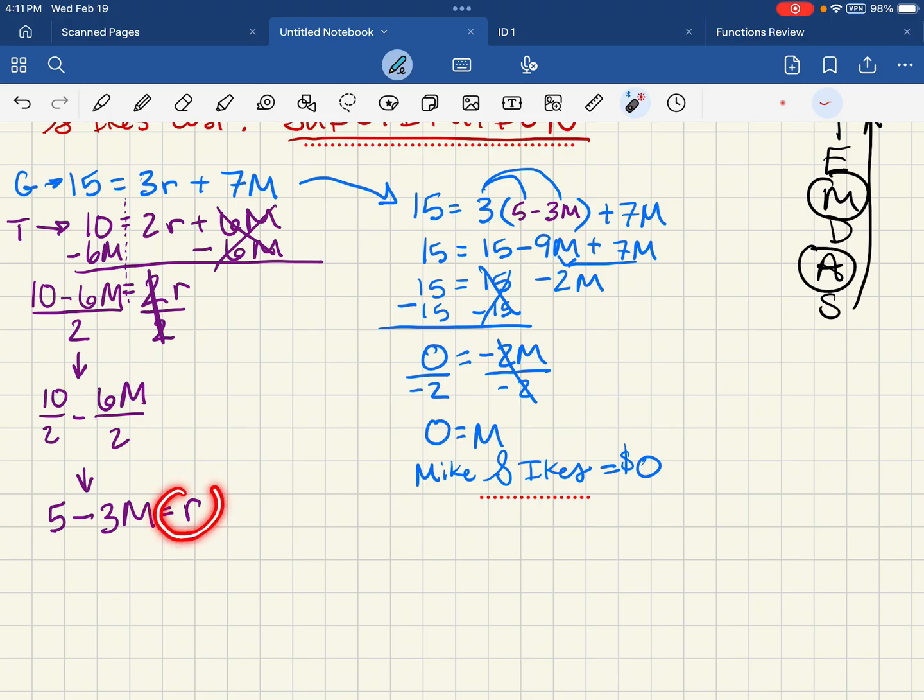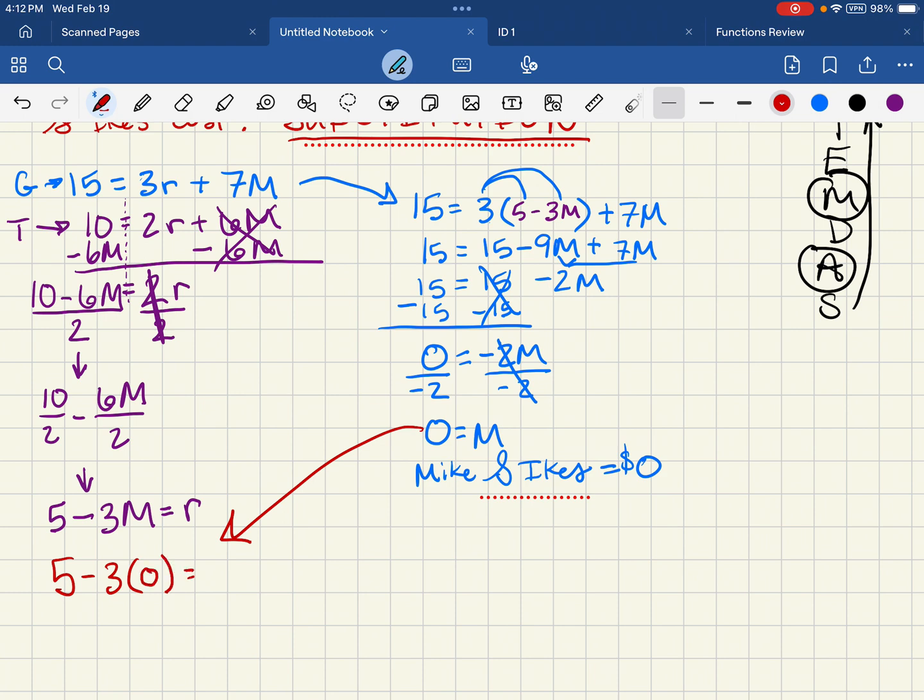However, I'm solving for Red Vines, and this equation down here already has R solved. So I'm just going to take this M and plug in a 0 right there. I'll use a different color. Let's use red. So 5 minus 3M, I know M and 0 are the same. 5 minus 3 times 0 equals R.